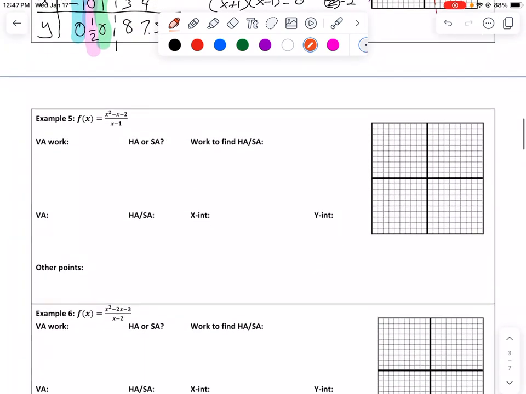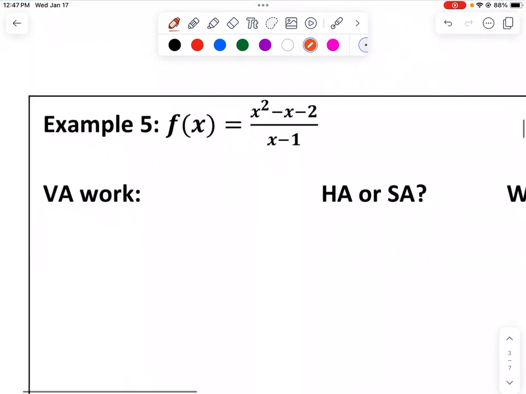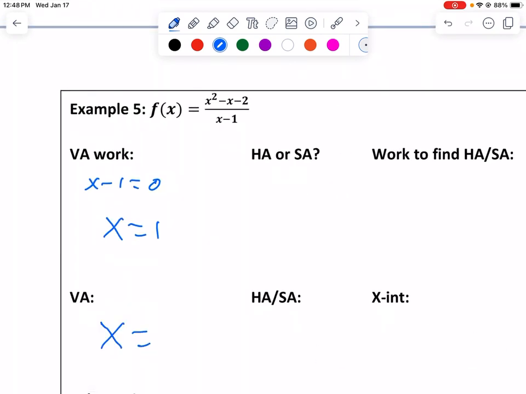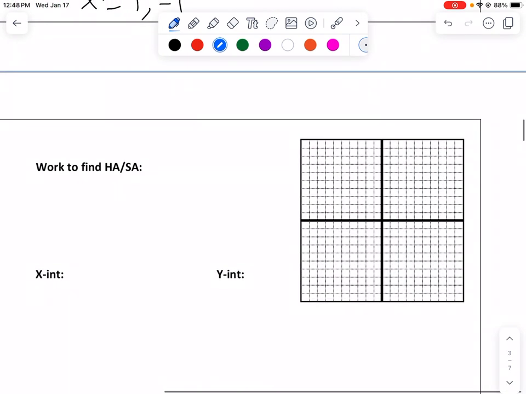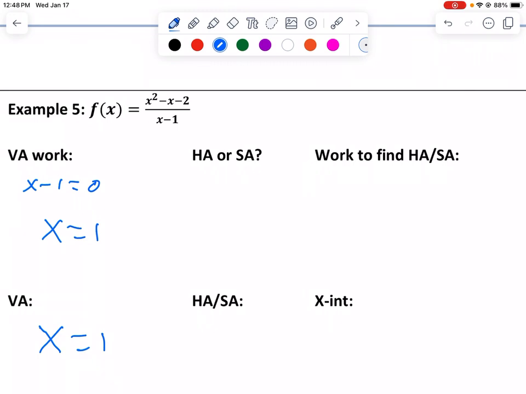This will be the last example that I kind of knock out, but at least you have something to work with. Vertical asymptote is going to be x minus 1 equals 0, so x equals 1. So that's going to cut through here at 1. Okay. Horizontal or slant, remember we're going to look at our largest exponent on top and our largest exponent on the bottom. The top is bigger, so that tells us it's a slant asymptote.